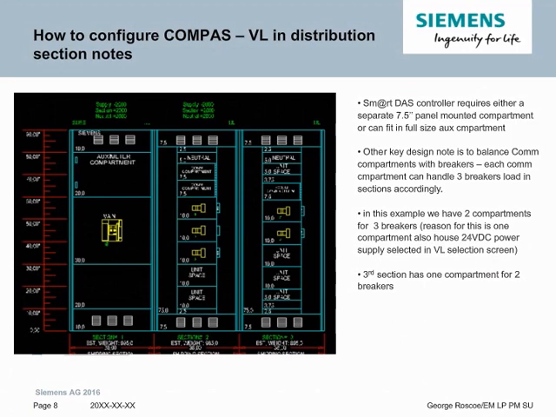The lights and switches will be mounted on the communication module door, so it's important to make sure the lights and switches and the communication panels are mounted near the breakers you want to control. In this example, we have 2 compartments for 3 breakers, because one of these compartments also houses a 24-volt power supply, and the other one holds the other 2 Modbus controllers.